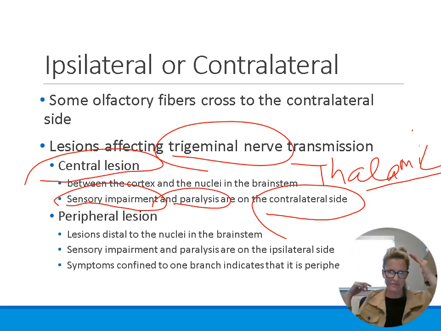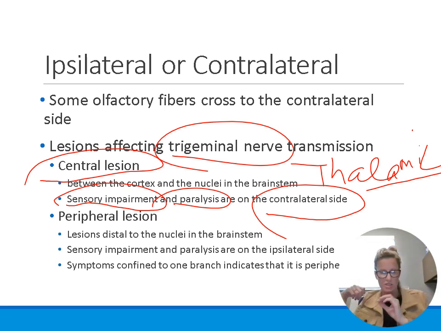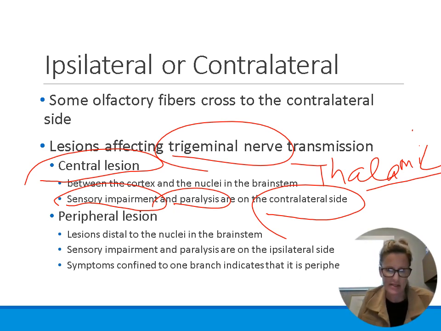symptoms are going to be on the right side, right, contralateral, because the signals come down from the left side of the brain, they stay on the left, but down at the nucleus, they're crossing to the right. And then you go out to the right side of the face, for example.